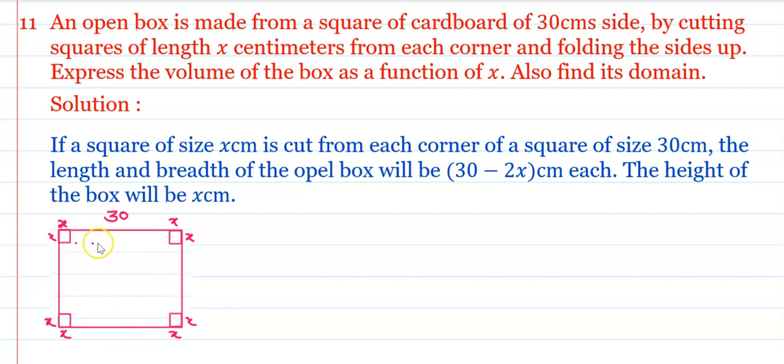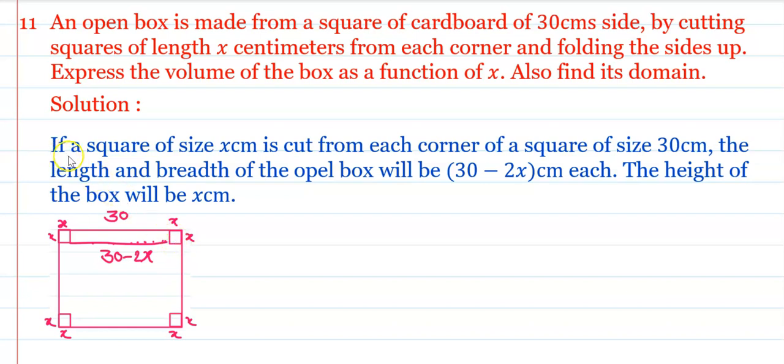Then what is the length from this to this? ही length किती असणार आहे? This length is 30 minus x means what? 30 minus 2x. This will be the length of that box, that is the side of that box.